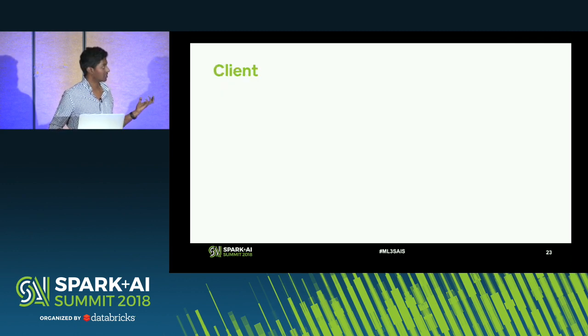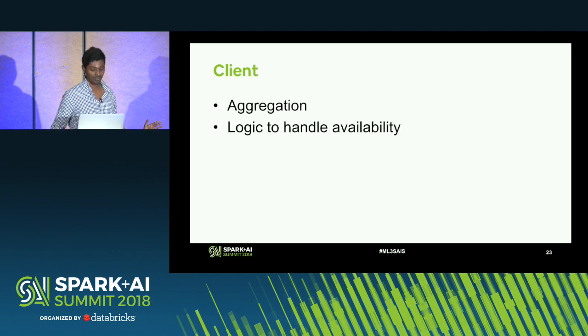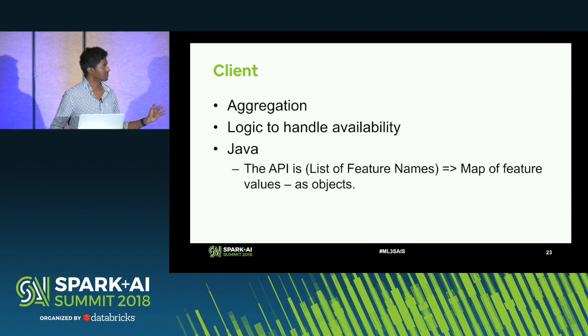So all of this logic is handled by the client. It handles how the aggregation is done. It handles how to manage availability. You get a client that is written in Java so that it's easy to embed. Side note here, the rest of Zipline is written in Scala. Right. And the API is really simple. You give it a list of feature names that you want to pull, and it gives you all the features from different feature sets with point-in-time correctness as Java objects.